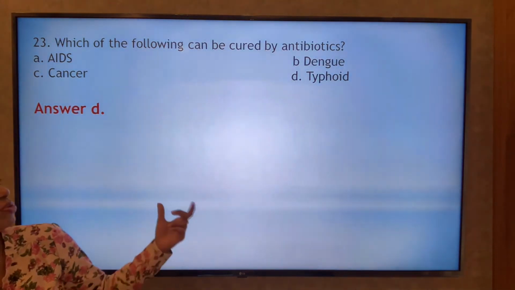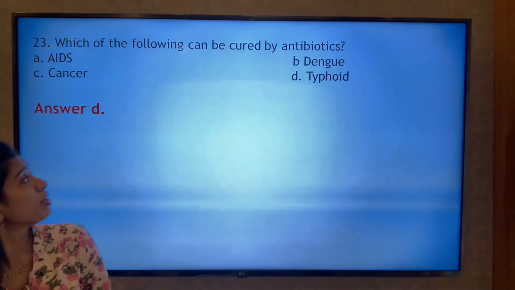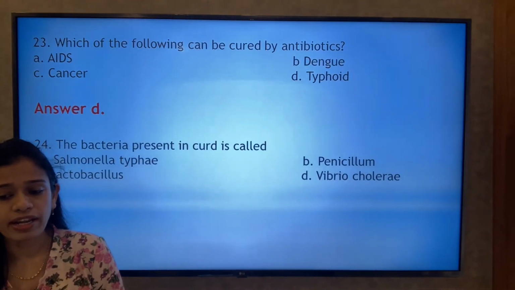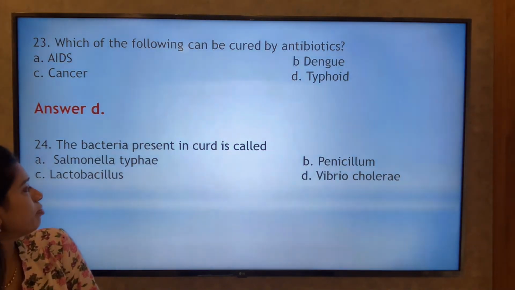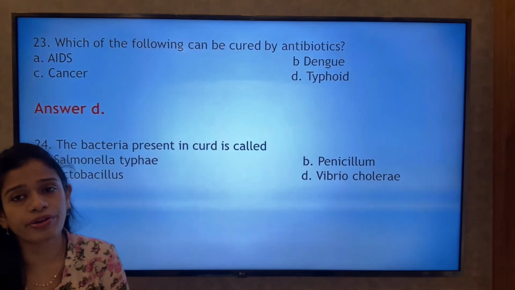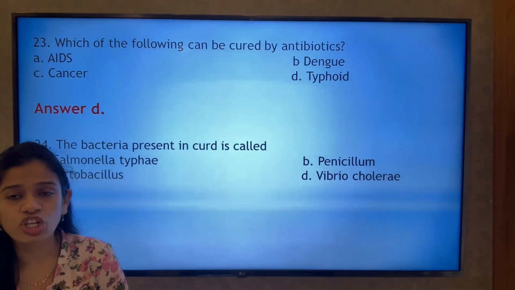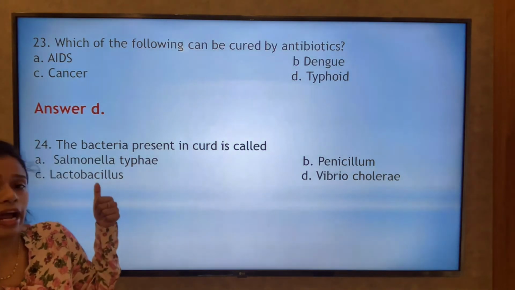And the only option is D, typhoid, which can be cured by an antibiotic. The bacteria present in the curd is called Salmonella typhi, Penicillium, Lactobacillus or Vibrio cholerae. So which of these is present in the preparation or during the formation of curd? That is the bacteria Lactobacillus.